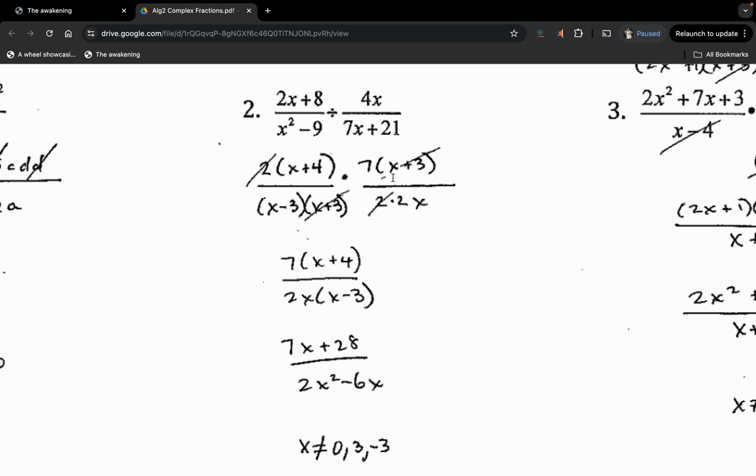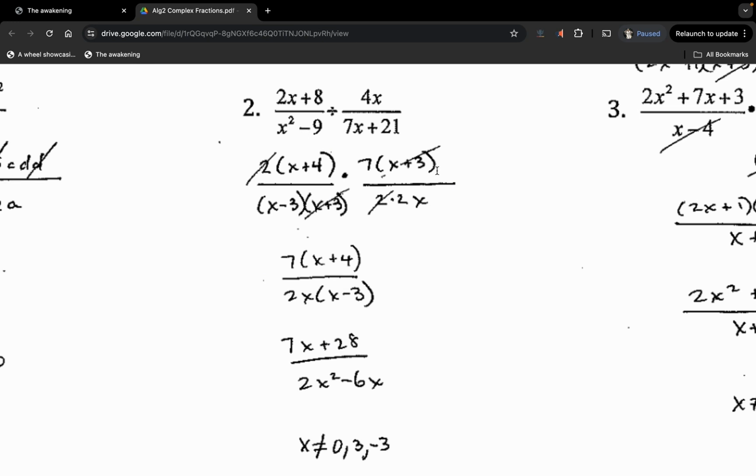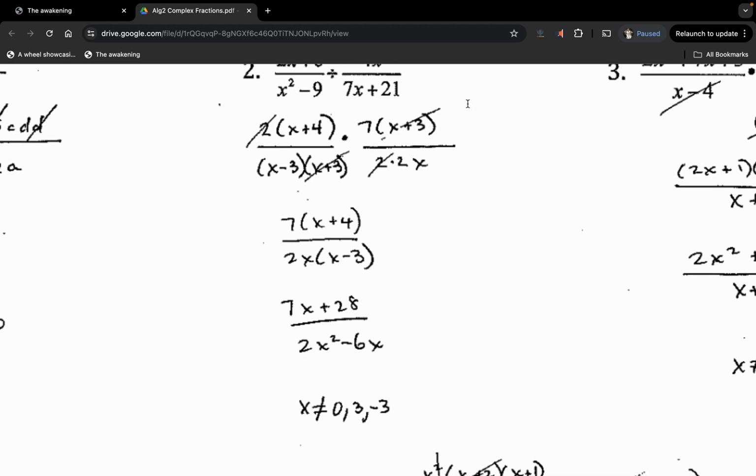So anyways, once you flip it, you have 7x plus 21 at the top, and the way you would factor that, greatest common factor of 7, so that would give you this, and 4x, break it down like this, and then you just go ahead and cross everything out that you can. So we have a 2 here that crosses out with the 2 here. Your x plus 3 from this factored 7x plus 21 crosses out with the x plus 3 here from this x squared minus 9. And yeah, you are left with this after you're done crossing everything out.